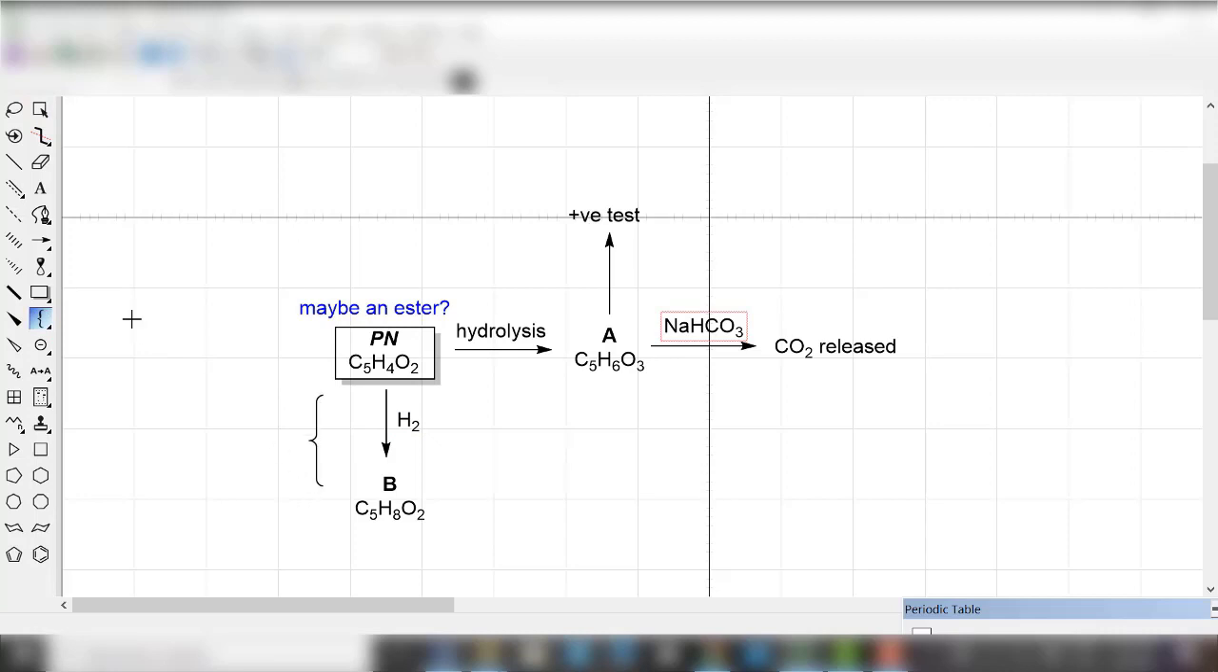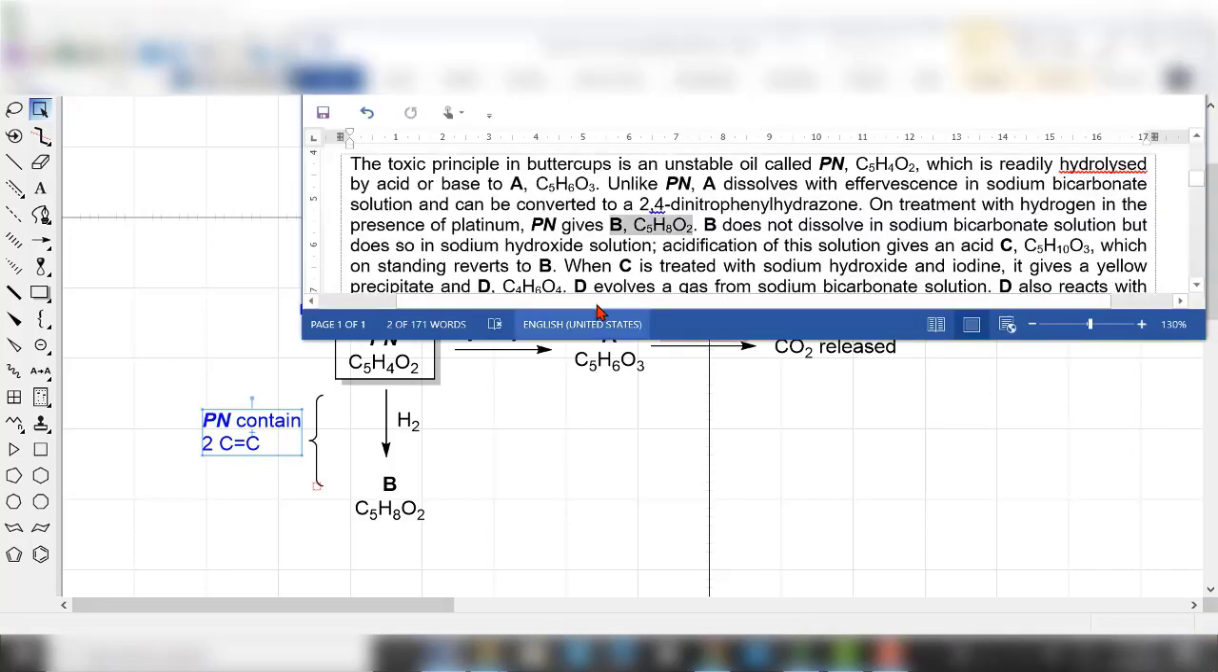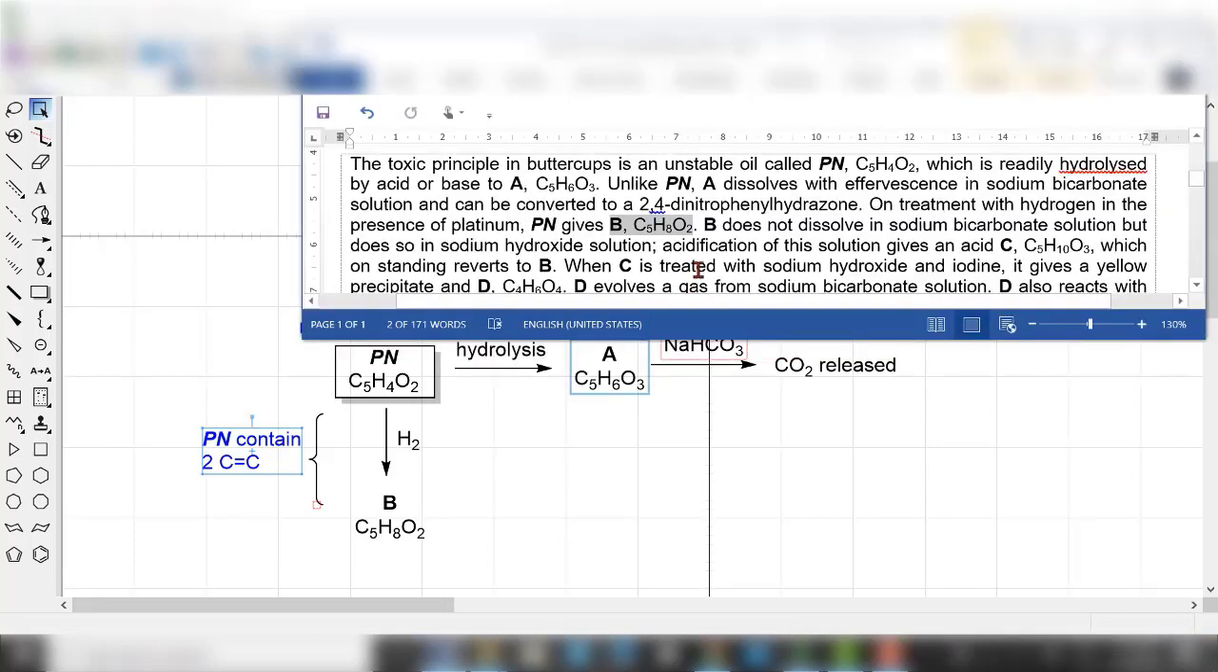So this indirectly tells you that PN is likely to contain 2 C=C double bonds. Very important clue that you definitely cannot miss out. Now isn't this quite amazing? You have an ester, you have 2 C=C double bonds. So actually you don't have a lot of choice. Those of you who have done it pretty extensively, you realize you don't have a lot of choice.